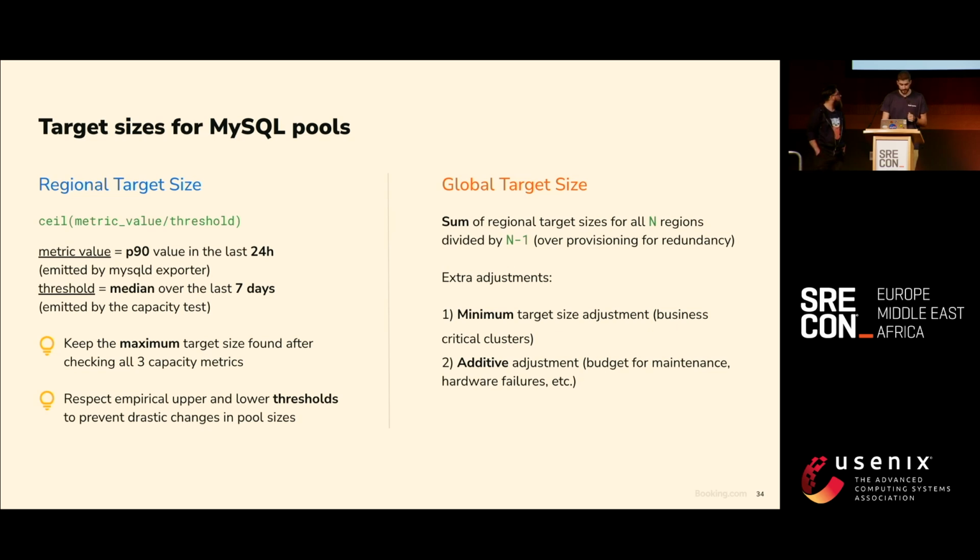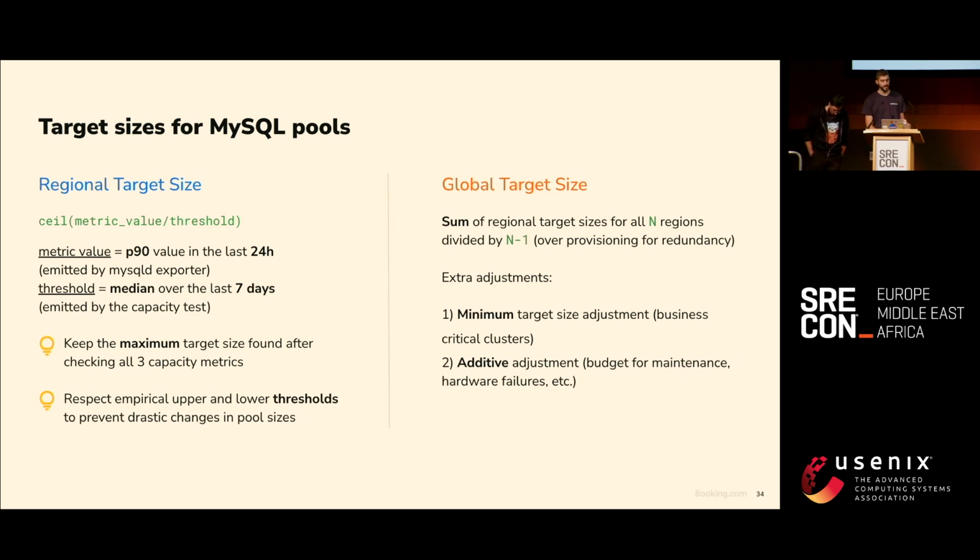indicators. And finally, we stick to some empirical upper and lower thresholds, so we need to ensure that we are within specific bounds so that we do not over-provision or under-provision pools. We do not like drastic changes. We want it to go gradually.